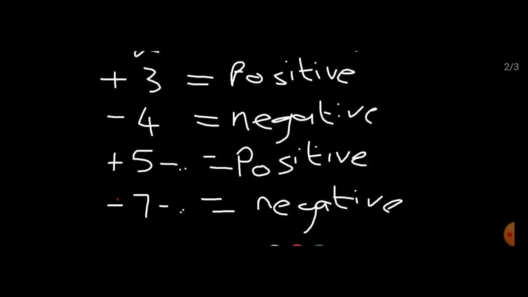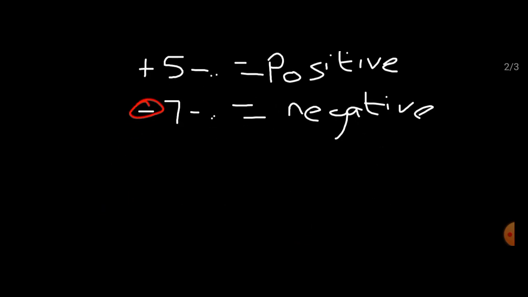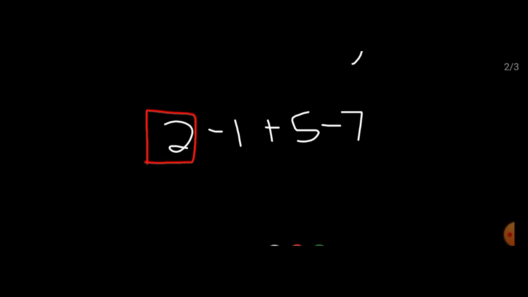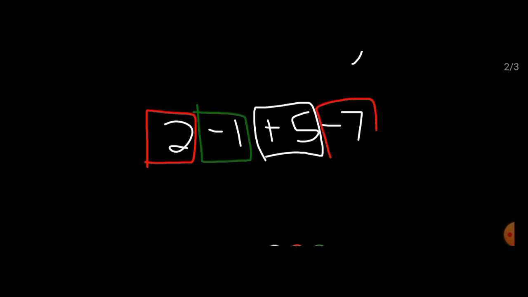This means this number is -7. I'm showing you these things because sometimes the teacher asks something like this, whereby you have to state the sign of every number. This means this is positive 2. And then the 1 will have a -1. The 5 will have a positive 5. And then the last one, 7, will have a -7.